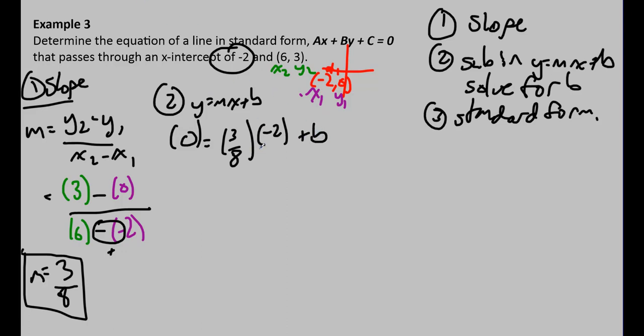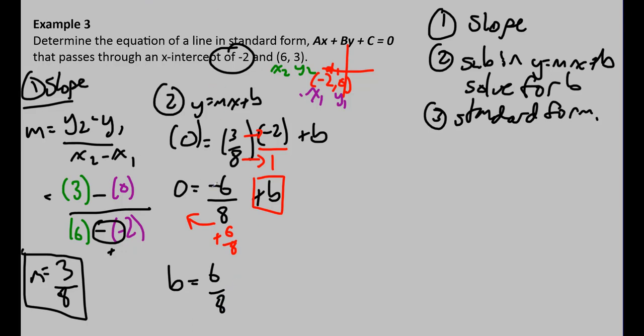And then I've got to multiply fractions, so all whole numbers are like having a denominator of 1, and then I do the straight across for multiplication. And 3 times negative 2 is negative 6, 8 times 1 is 8, plus b, and I want the b by itself, so I've got to bring this guy over to the other side by adding, because it's like subtracting, so add 6 over 8 to the other side, and because it's 0, it's kind of nice. 0 plus 6 over 8 is simply 6 over 8, and that's my b value.